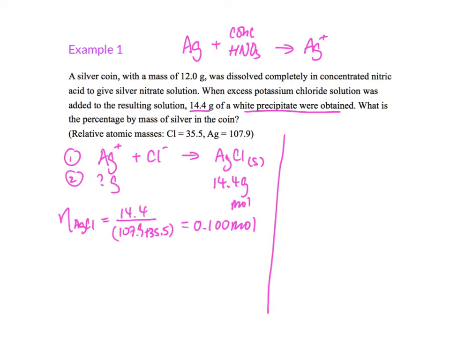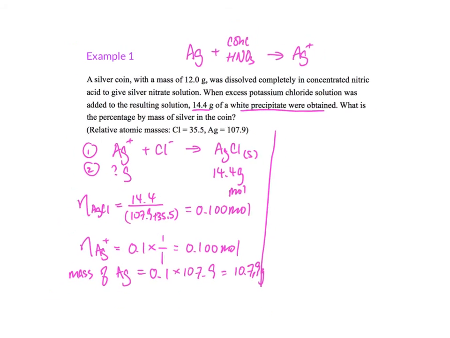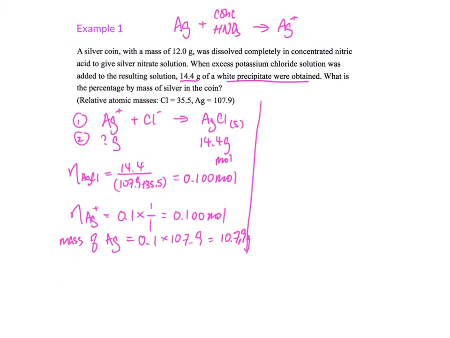Therefore the number of moles of Ag will then be, Ag plus, it will be fine. So it will be 0.1 divided by 1 times 1, so it will be 0.100 mole. For the mass of Ag, that will be 0.1 times 107.9. The answer for this one would be 10.79 gram.